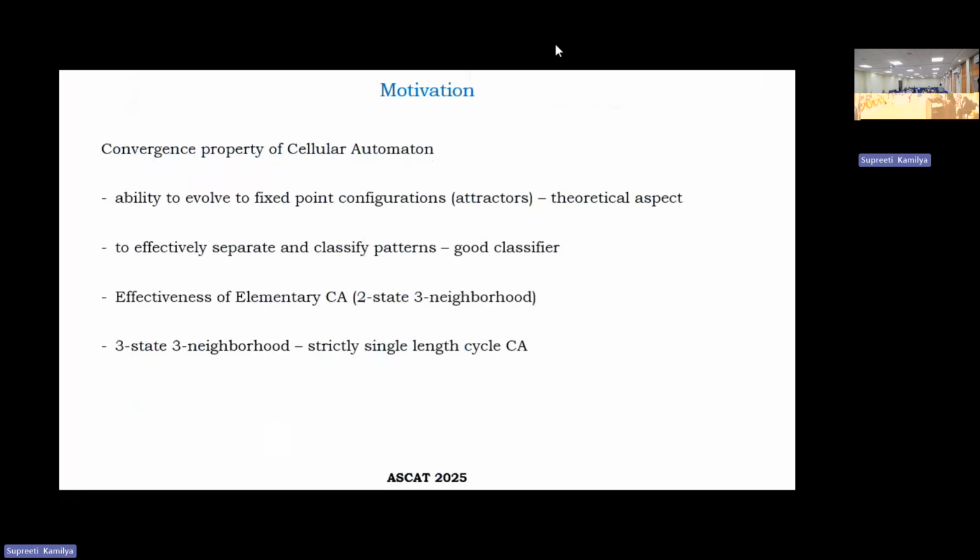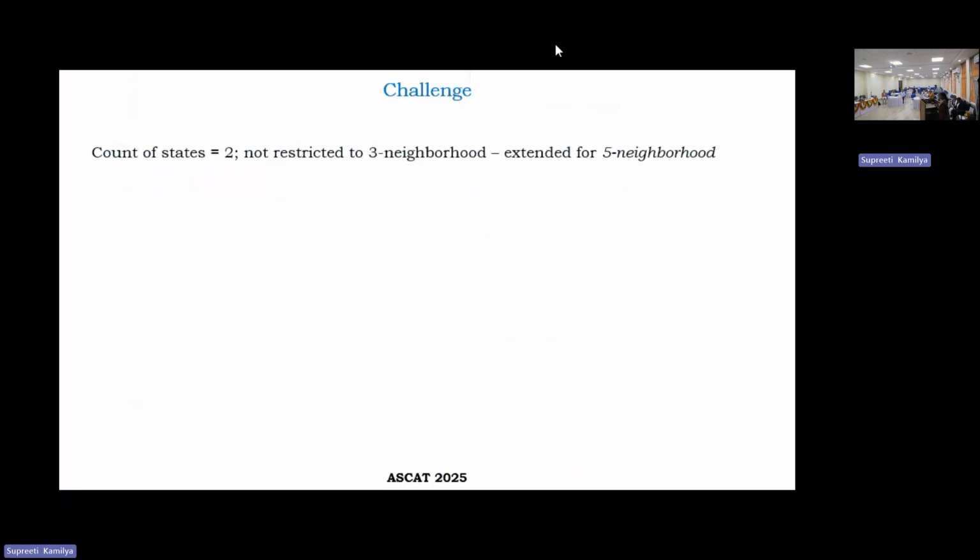So different kinds of CAs are there, and we need to figure out which CAs are good for pattern classification. Already work has been done in the elementary CA, that is two-state five neighborhood. Recently small work has been done in the domain of three-state three neighborhood also. And we mentioned strictly single length cycles here. That means we have taken the uniform CA, where for any given length a particular rule generates single length cycles always. From there we get the motivation, and we are looking at two-state five neighborhood cellular automata.